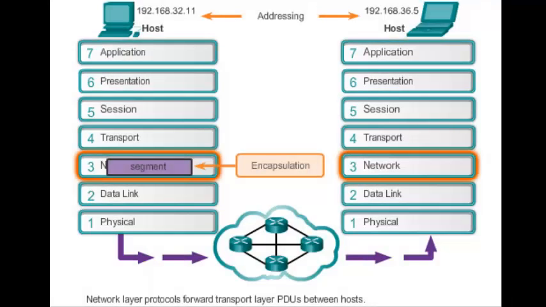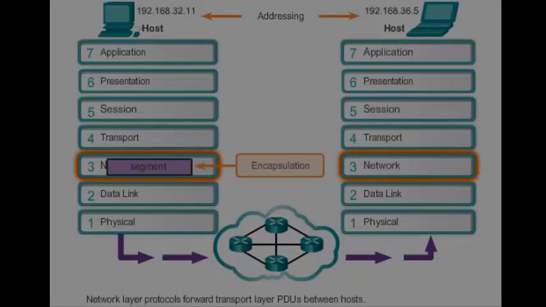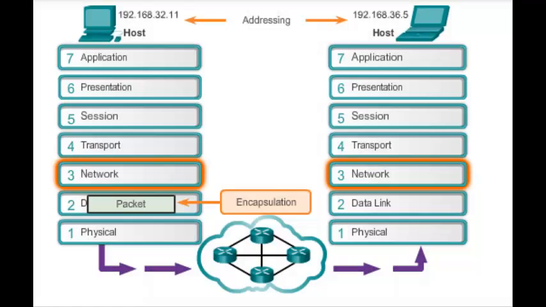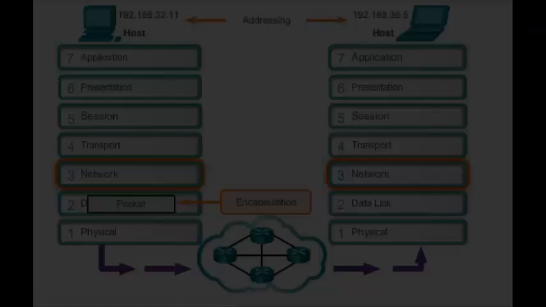The second one is encapsulation. Network layer receives a protocol data unit from the transport layer, and it adds an IP header that includes the IP address of the source and the IP address of the destination. After this process is done, the PDU is now called a packet.